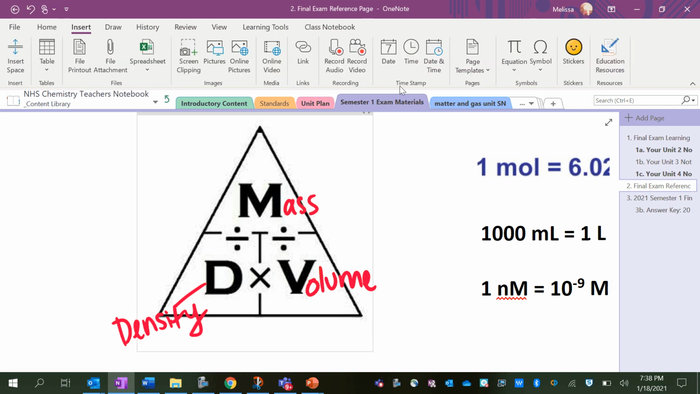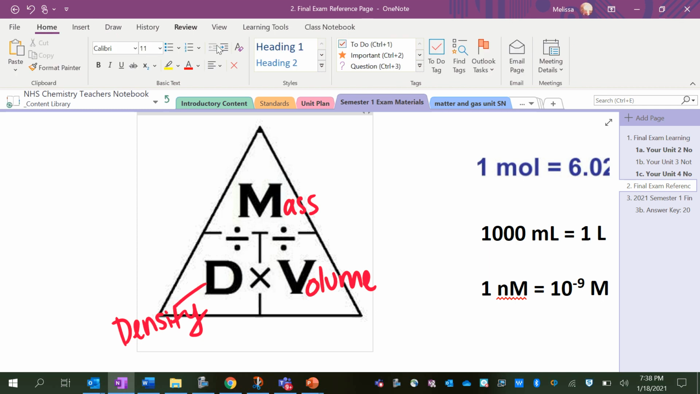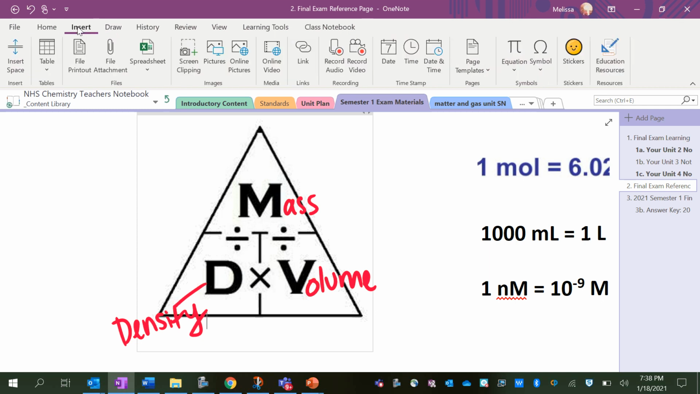So I'm just going to get a random shape here, maybe. Maybe I'm not. Sorry. Okay, I don't know how to do it in OneNote.